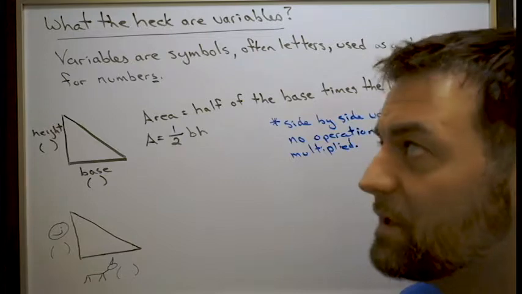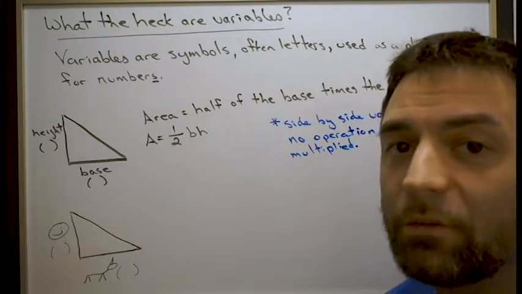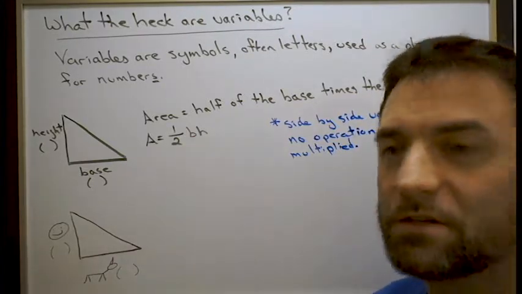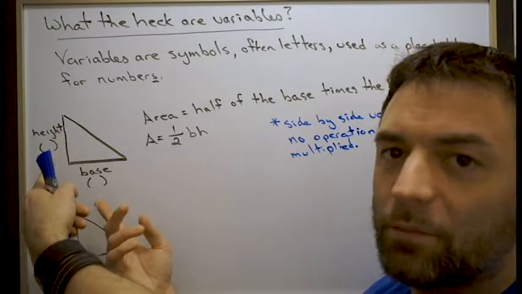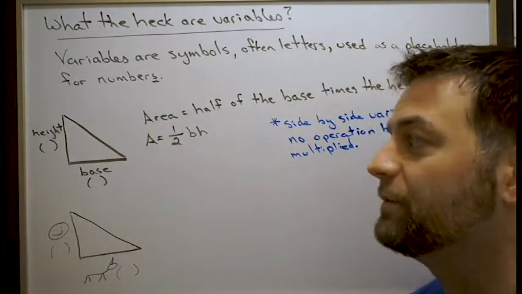So variable means that it could change. We could have any number for the base, any number for the height. So I can't put in specifically 5 and 6 because there is no specific numbers here. So when there's no specific number, and it could be any number, we use a variable.